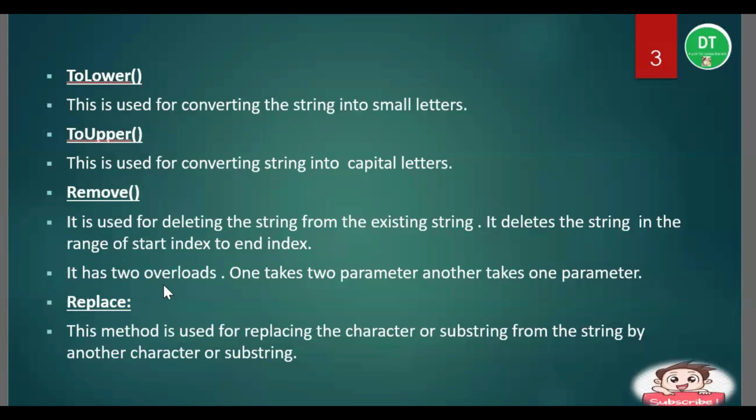It has two overloads. One takes two parameters, another takes one parameter. When it takes two parameters, we have to mention the start and end index. But when it takes one parameter, then from that particular index, it removes all the substring from there. Suppose I want to remove after the third character, I have to mention 2. So it will remove all the characters from the third position.